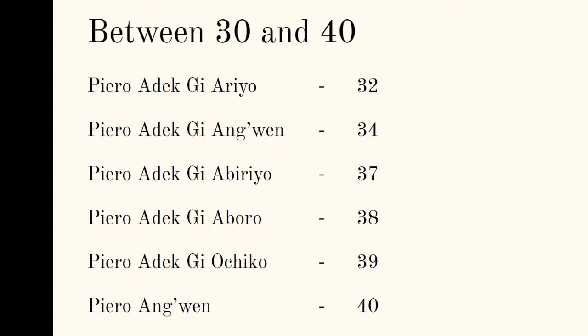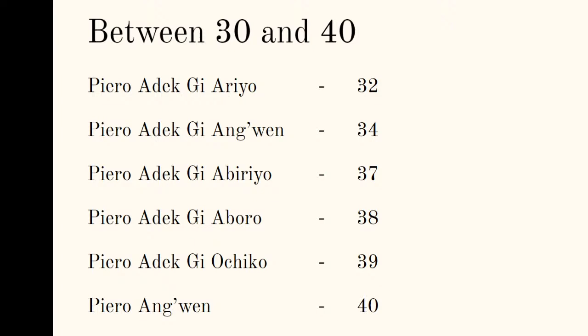So, sorry, piero adek is the third one. So piero adek gi ariyo. Piero adek gi ang'wen. So that is 3 tens under 4, 3 tens under 7, 3 tens under 8, 3 tens under 9, and then we go to 4 tens. And 4 tens is piero ang'wen.